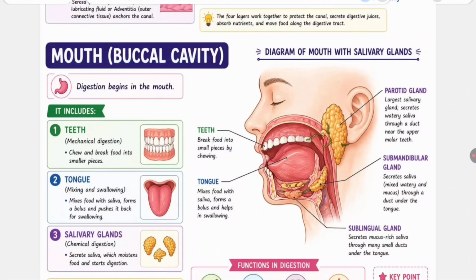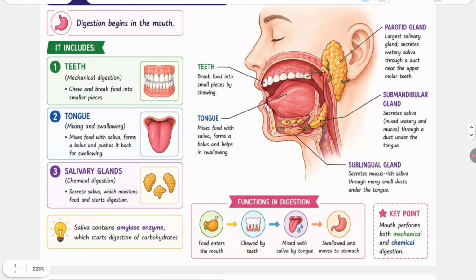Here digestion begins in the mouth, means first we eat, then chew. That is where the first digestion begins. Then what are the main organs there? Teeth, tongue, and salivary glands. Teeth mean mechanical digestion: chewing and breaking the food into smaller pieces.